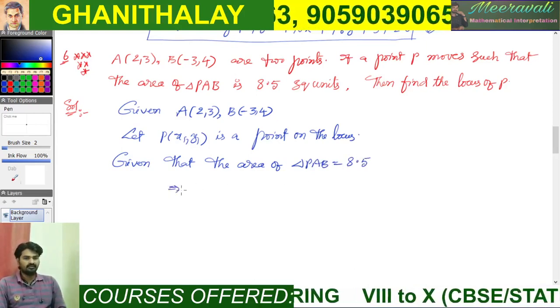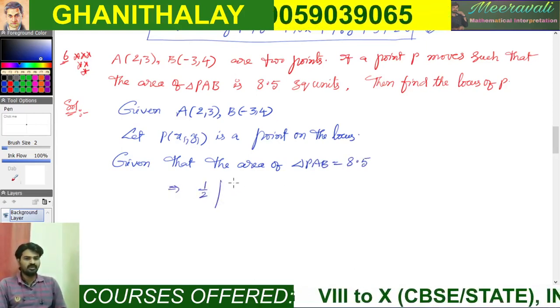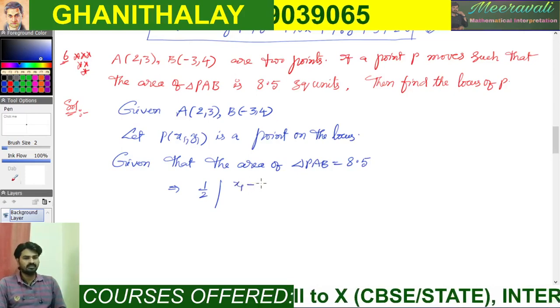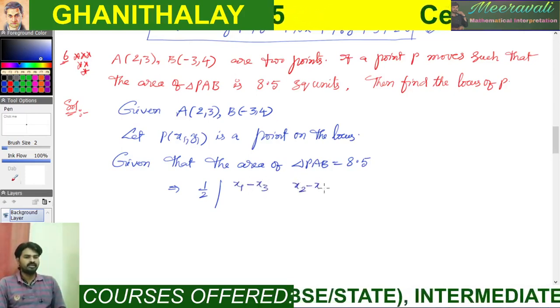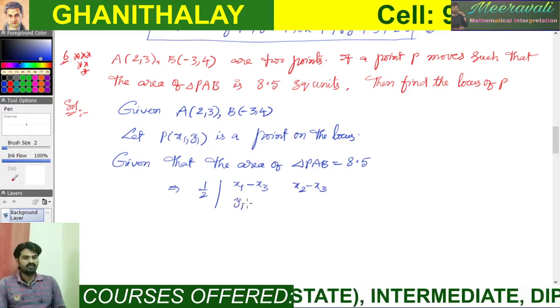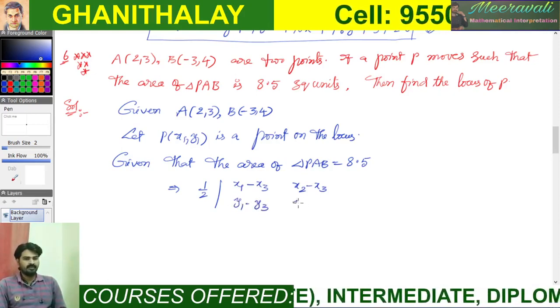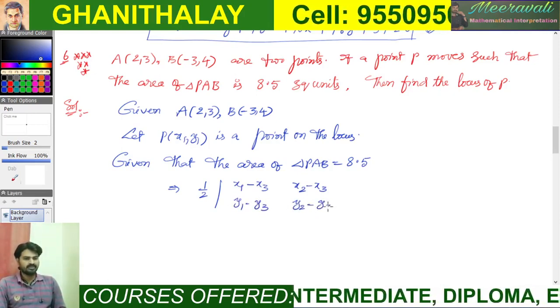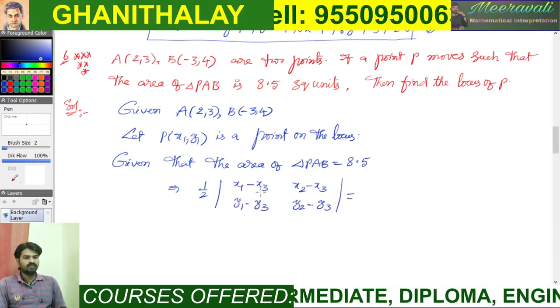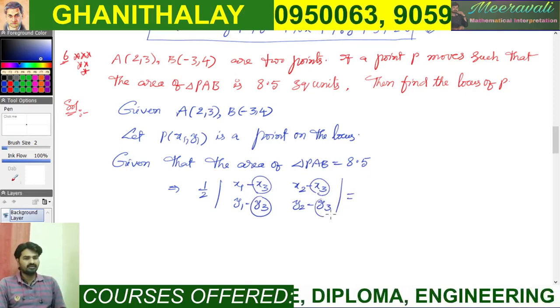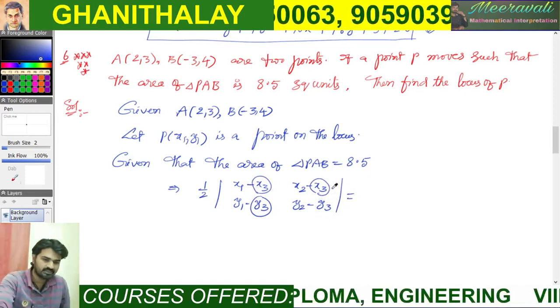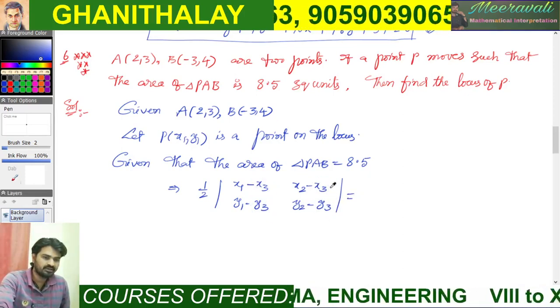So we have the formula: half into mod. You can write anything, x1 minus x3 or x2 minus x3, here y1 minus y3, y2 minus y3. So you can subtract anything here. Okay, either of the points you can subtract, either x1 y1 or x2 y2 or x3 y3.